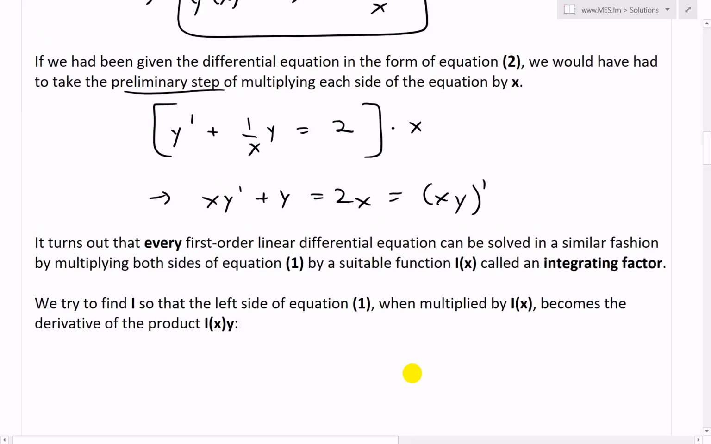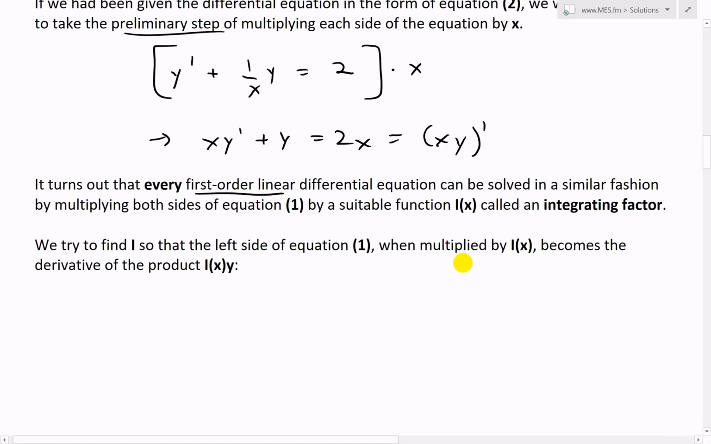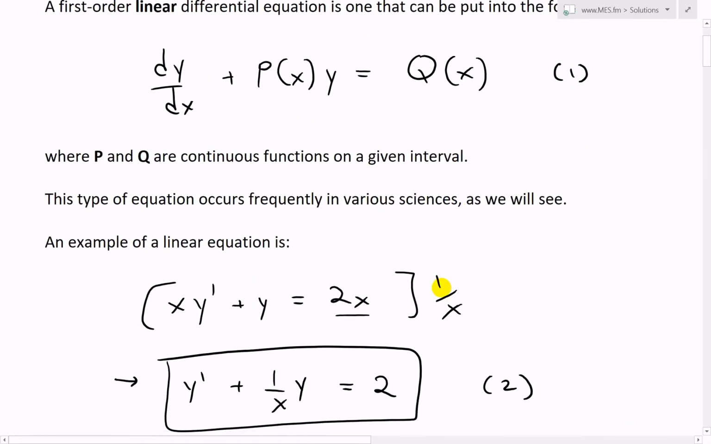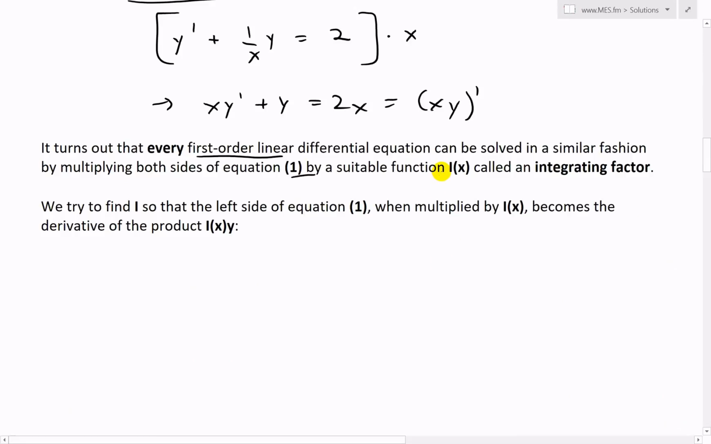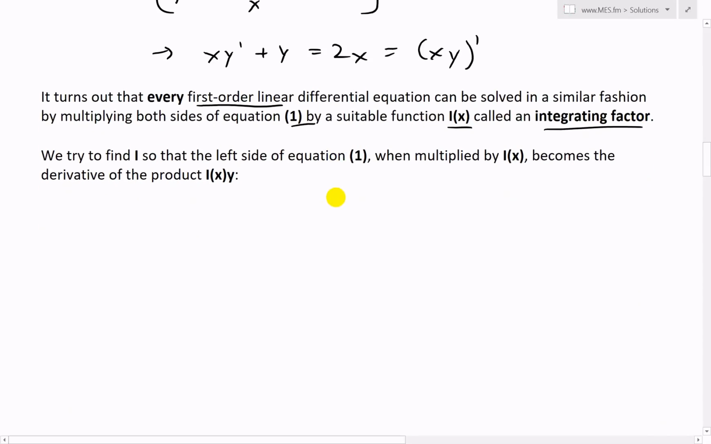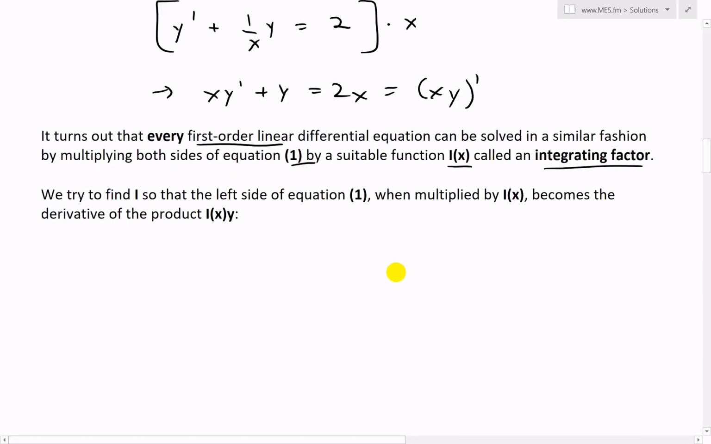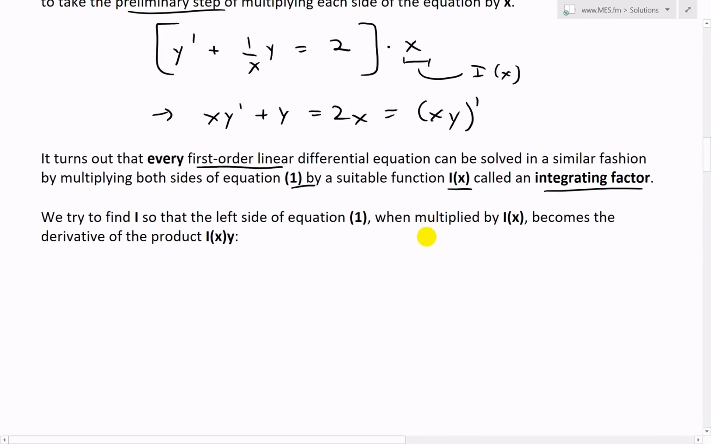So what actually turns out is that every first order linear differential equation can be solved in a similar fashion to this example, by multiplying each side of equation 1, the very first equation here, by a suitable function I of x, a function of x, and this is called an integrating factor. So basically, we can multiply any differential equation by I of x, and then follow a similar fashion, solving for the function in the differential equation. In this case here, this one would be our I of x. So we multiply both sides by this function I of x.